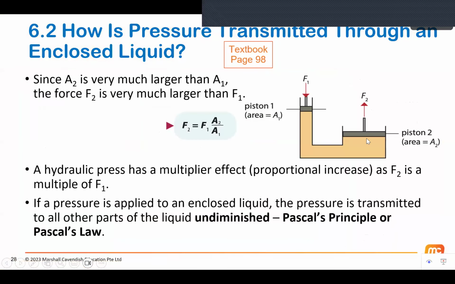Because these two pistons have very different areas, the area A2 is much larger than the area A1, so the force F2 will also be much larger than F1, based on this formula: F2 is F1 times A2 over A1. Because A2 is much bigger than A1, F2 will be much bigger than F1. It's actually a multiplier effect, because F2 will be a multiple of F1 depending on the area. If the area is doubled, the force will also be doubled. If the area is 5 times more, the force F2 will also be 5 times more.